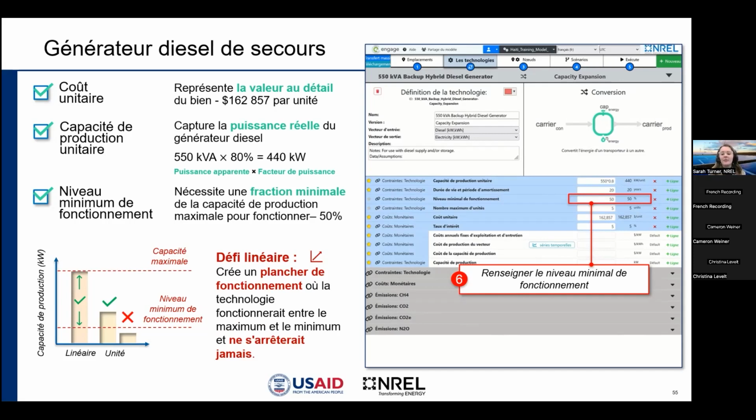The minimum operating load will depend on the specific technology, but for our diesel generator, let's say that it needs to run at least 50% of its maximum production capacity, meaning the backup diesel generator would need to be running at least 220 kilowatts in order to run. Otherwise, Engage will shut it off.